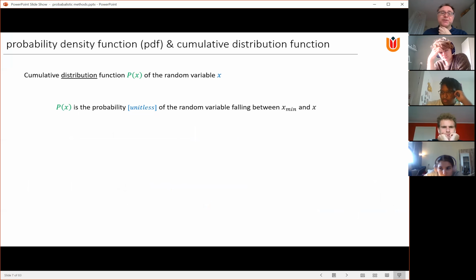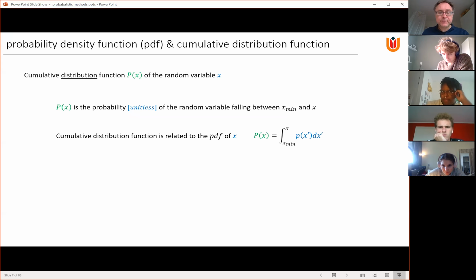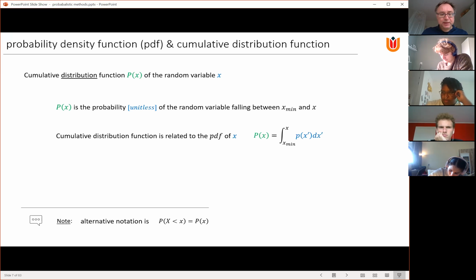Then the cumulative distribution function is the probability, so it is unitless, of the random variable x falling between the lower boundary of the interval, x min, and a certain value x. So it is the summation of all the likelihoods up until a value of x. Mathematically you can write it as this integral. The integral adds all the probabilities, so the cumulative distribution function is the integral from x min to x. I'll be referring you to one of the book chapters later on. There is a little bit of an alternative notation that sometimes pops up there, shown here at the bottom.